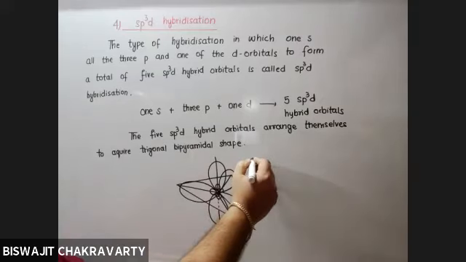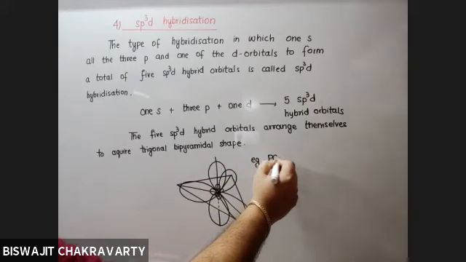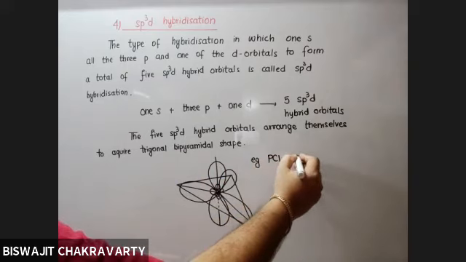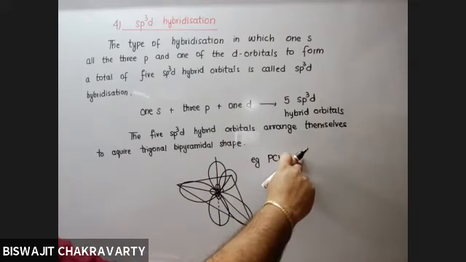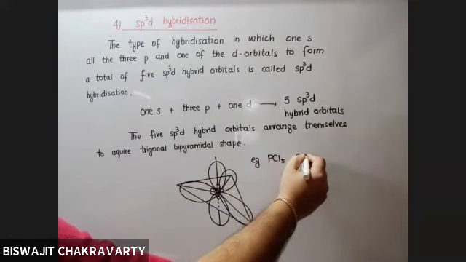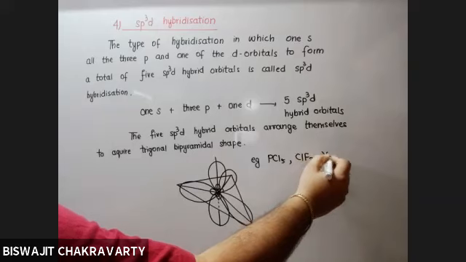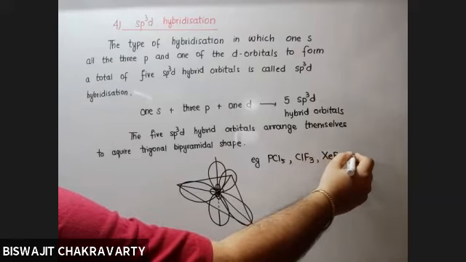So examples are many: PCl5, then ClF3, XeF2, etc.